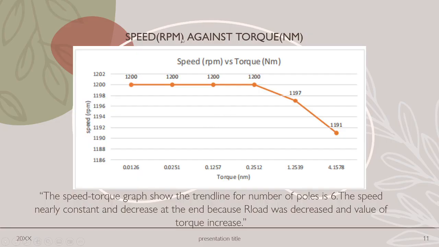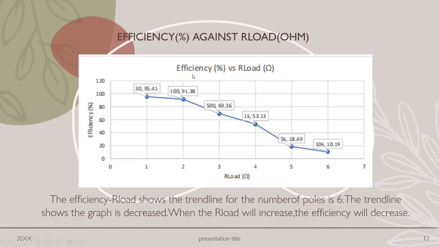So this is the speed torque graph, speed in RPM against torque. The graph shows the trend line for the number of poles, 6. The speed is nearly constant at 1200 and decreases at the end because the R load decreases and the value of torque increases. And the graph of efficiency against R load shows the trend line for the number of poles, 6. The trend line shows the graph is decreasing. When the R load increases, the efficiency decreases.